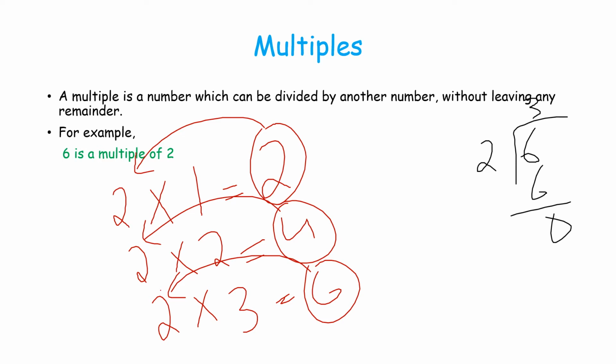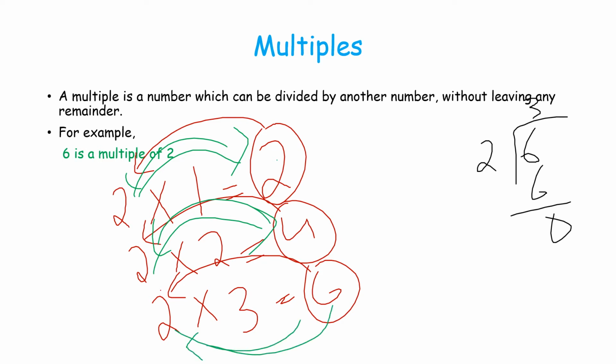The answers are the multiples of that given number, because here 2 is a multiple of 2. It means that 2 can completely divide 2. 4 is a multiple of 2 because 2 can completely divide 4. And 6 is a multiple of 2 because 2 can completely divide 6. So the difference between factors and multiples is that a multiple is a number which can be divided by another number, and a factor is a number which can divide another number. So this is the difference between multiples and factors.